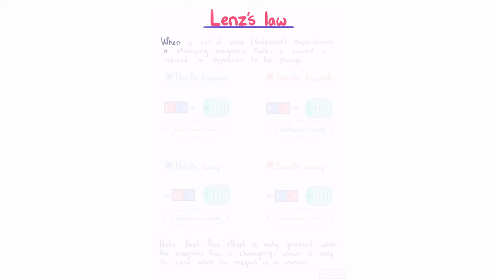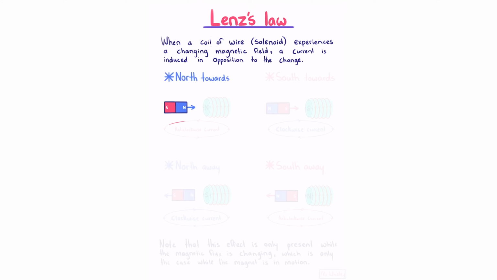Lenz's law. When a coil of wire or a solenoid experiences a changing magnetic field, a current is induced in opposition to the change. And so if we bring the north pole towards a coil of wire, a current is induced in our wire, establishing a north pole itself, which repels the incoming north pole. A handy way to remember this is to draw an N and put arrows on the ends, and that gives you the direction of the current, which in this case is an anti-clockwise current.